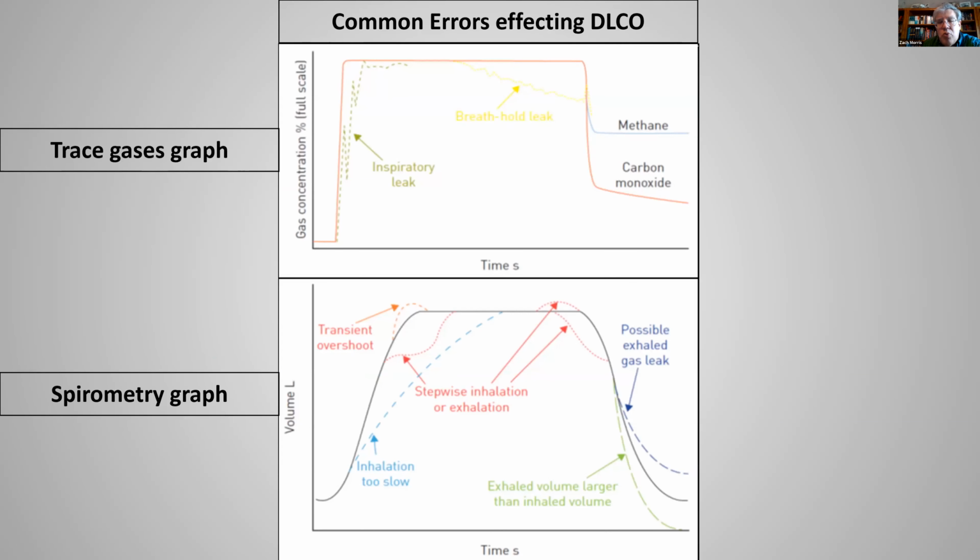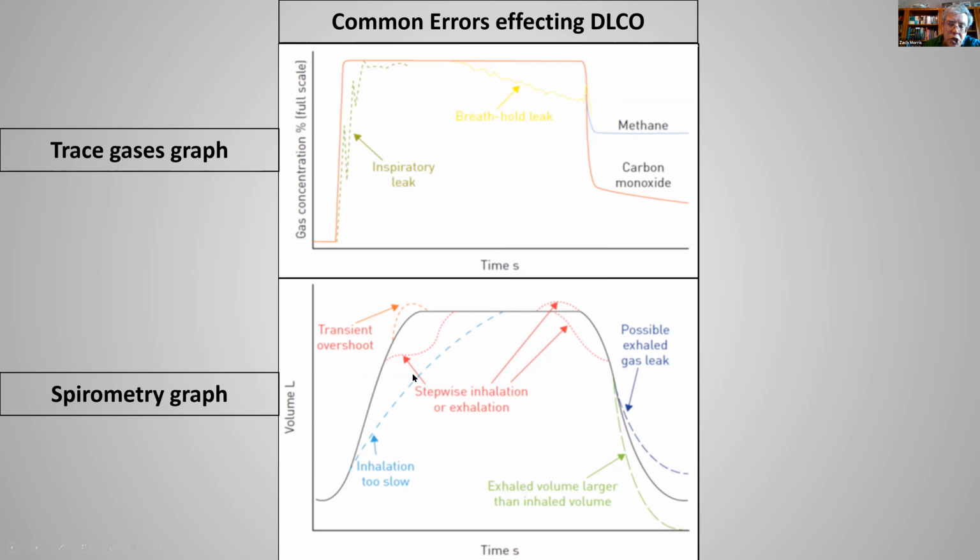Some of the common errors when you measure diffusion, okay, this here is the gas concentration of the tracer gases. If you see jagged uptakes, you could have an air leak. By the same token, if you see it starting to drift down, that's another sign of an air leak that makes a poor quality test. Okay, on the spirometry part, the IVC graph at the bottom of the page here, you don't want to see transient overshoots or undershoots at either end of the curve, beginning or end, because that's going to alter your numbers.